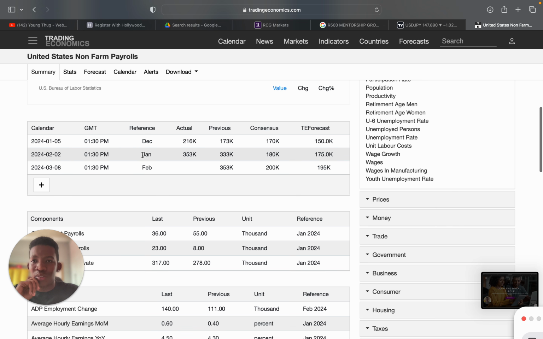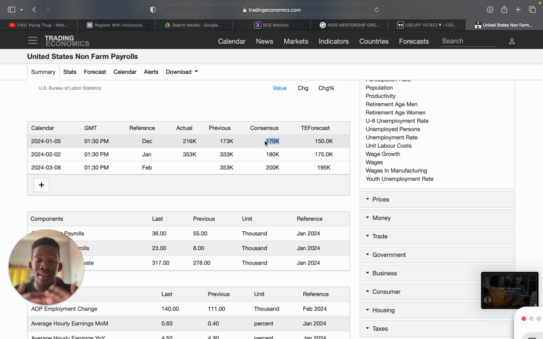As you can see, these references are the previous months of NFP, and this actual means that NFP reached this price. It reached this price in December, and it reached this price in January. Then these are the previous prices, and then the consensus. What it means by consensus is what everybody agreed to, so what this specific website concludes is going to happen.